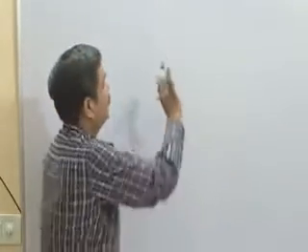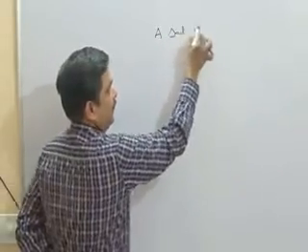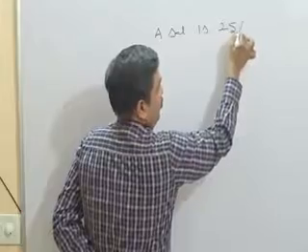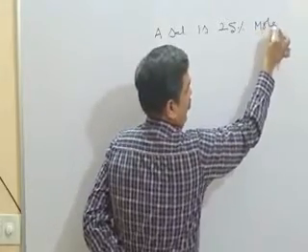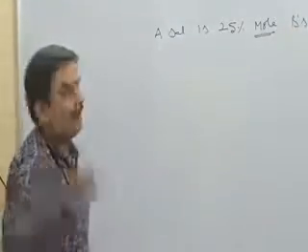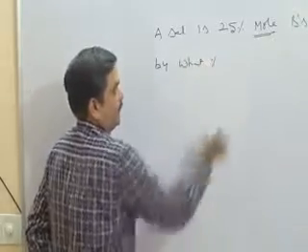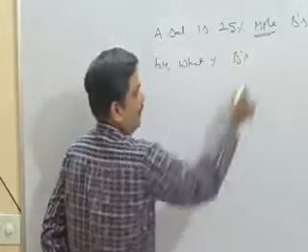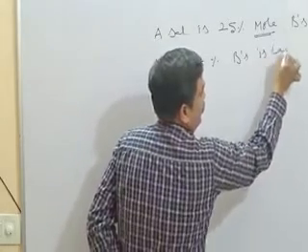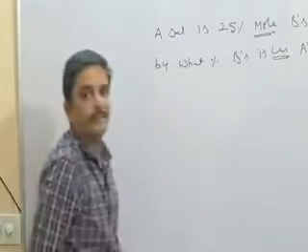Before going for some moderate level questions, let us finish off this question. Suppose if they give in this way, A's salary is 25% more than that of B's. Then the question is by what percent B's salary is less than that of A's.